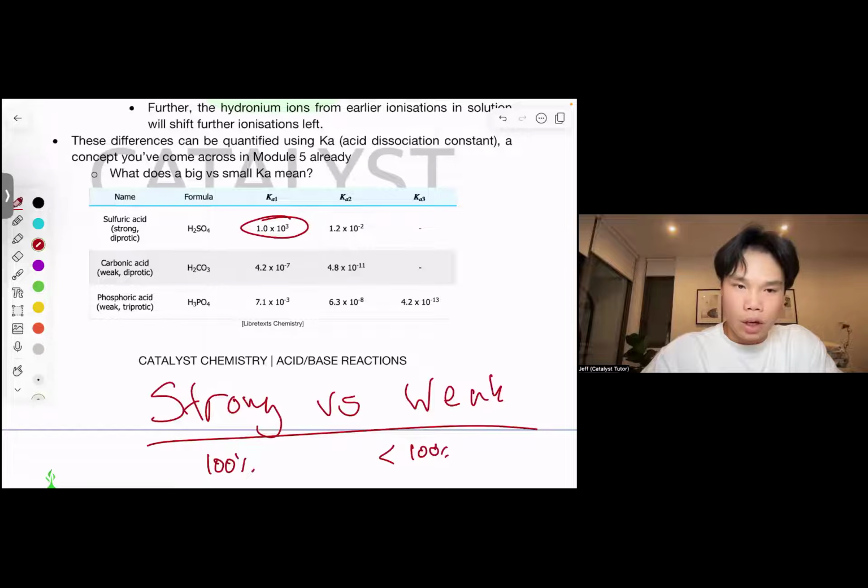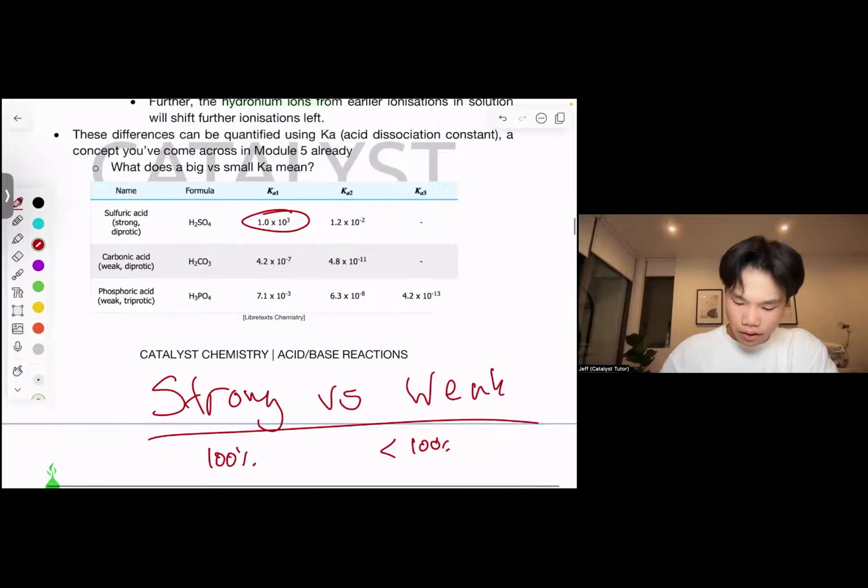Which makes sense. Obviously, you can't have 100% ionization in reality, but if you have a very, very close value to 100%, like 99.9, you're pretty much considered to be strong. Let's talk more about Ka later.